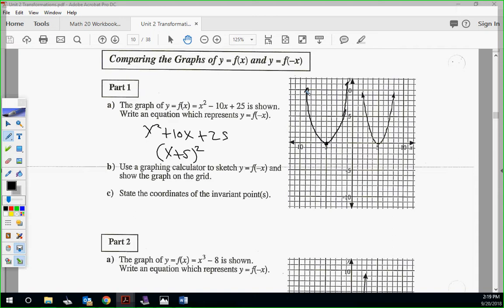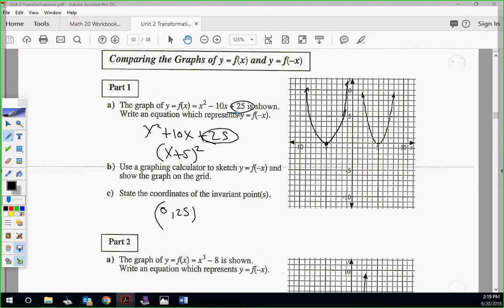Good. 0, 25. Why? Right, because they both have a y-intercept of 25. If you're reflecting over the y, that's the invariant point that's not going to change. Okay, good. Any questions on this before we keep going and flipping on the y?